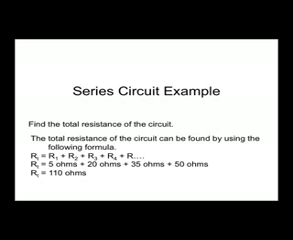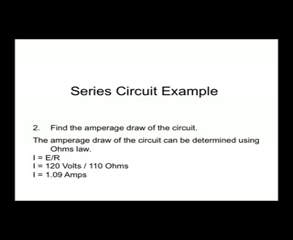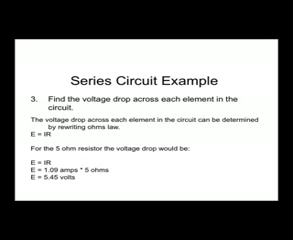So, for example, in the circuit below, find the total resistance and the voltage drop for each element and the current for the circuit. First, find the total resistance of the circuit. So we add all our resistances, 5 plus 20 plus 35 plus 50. The total resistance is 110 ohms.